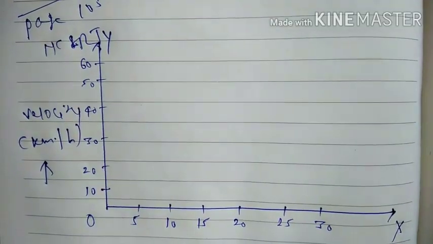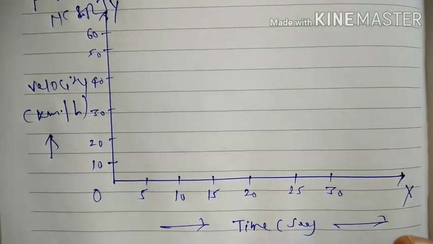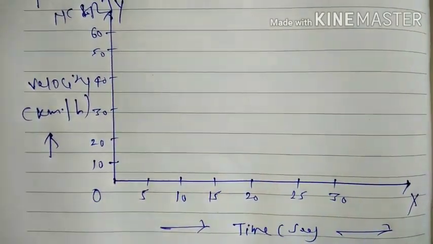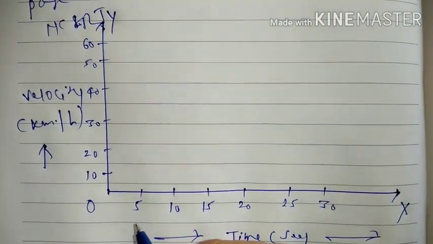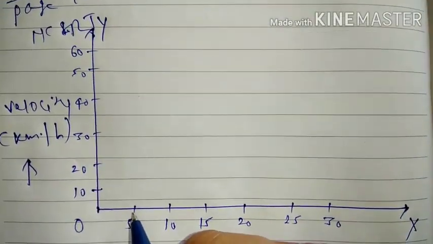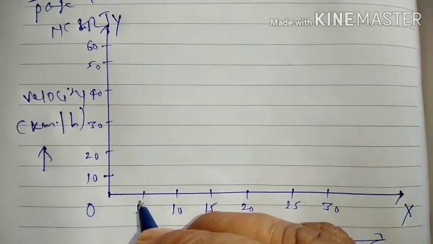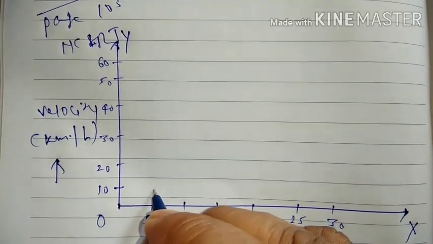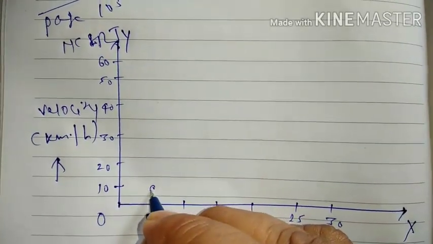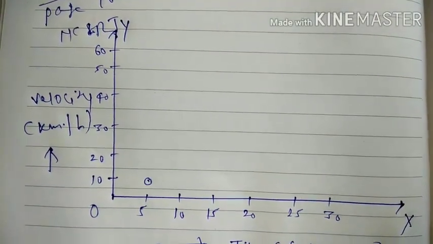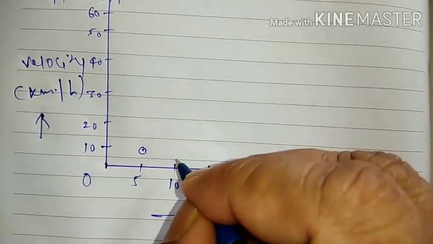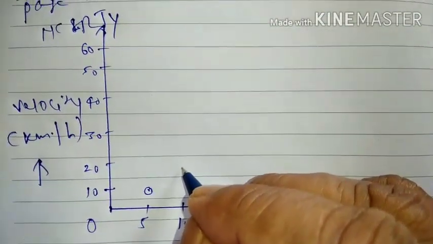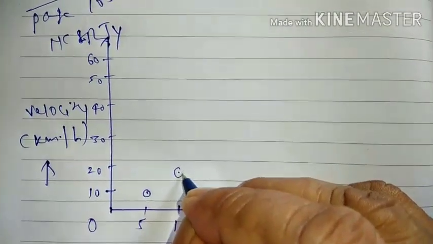What do we see according to this table? When time is 0, then velocity is 0. So this point is origin. Now if time is 5 seconds, then velocity is 9 kilometer per hour. So 9 is before 10, approximately this will be the point. If time is 10 seconds, then 18, so we shall move above 10 at nearly 18 kilometer per hour.